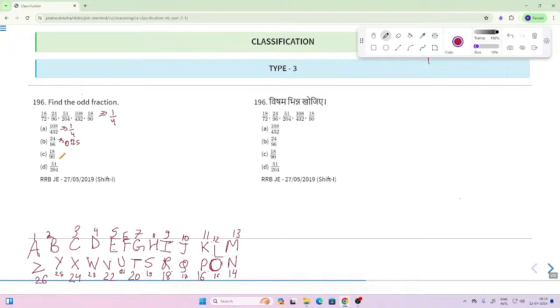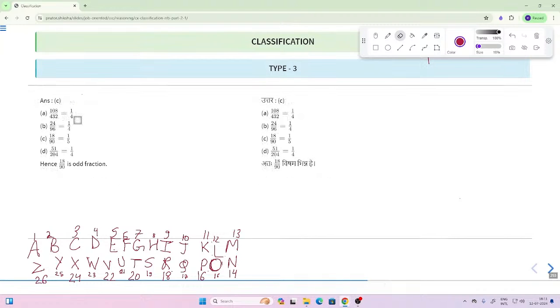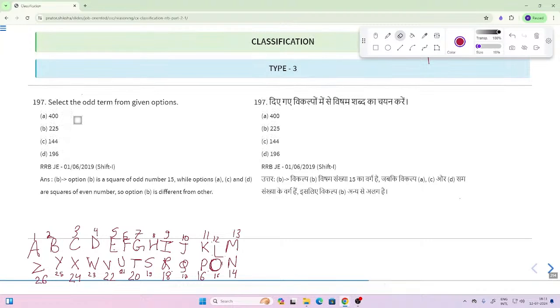Writing this as 0.25 for convenience. This is 5 times 0.2, which is 1 by 5. And this is again 4 times, 0.25, 1 by 4. So only this C is 1 by 5, the rest are all 1 by 4. Hence the odd one out is C, 18 by 90. It's the odd fraction out.